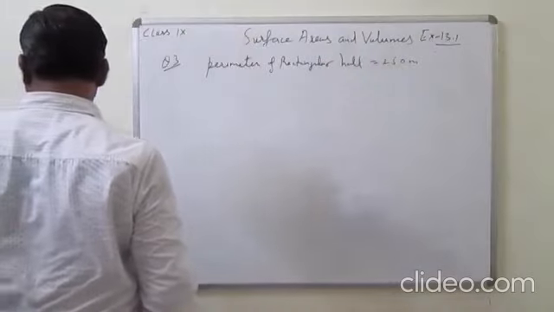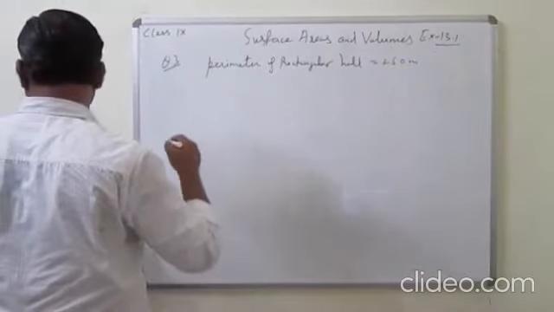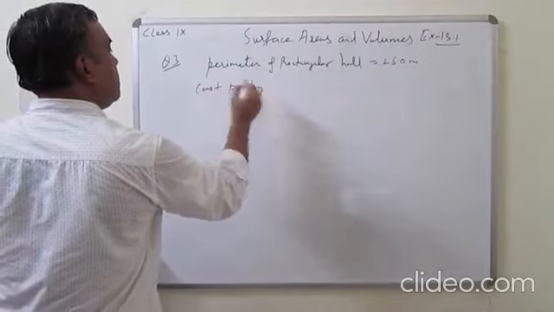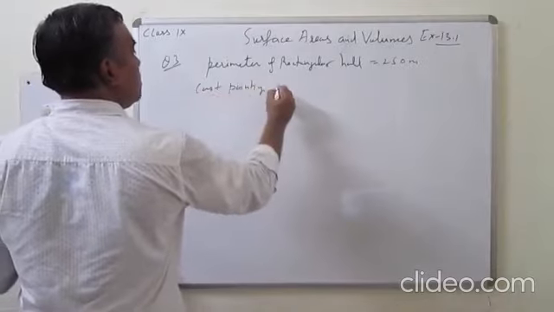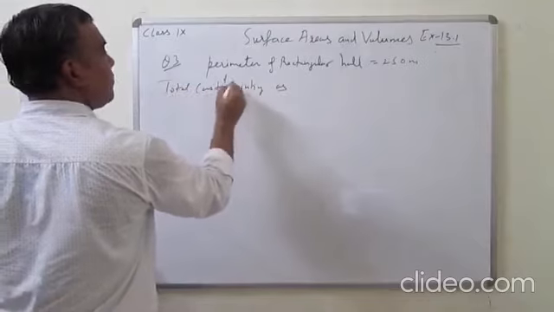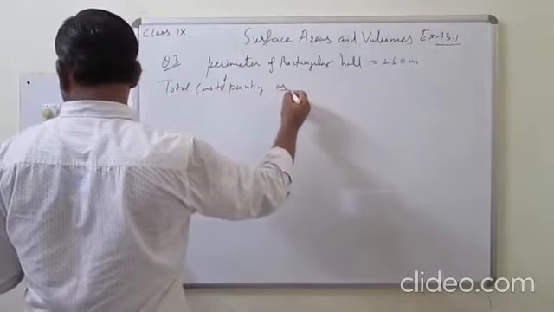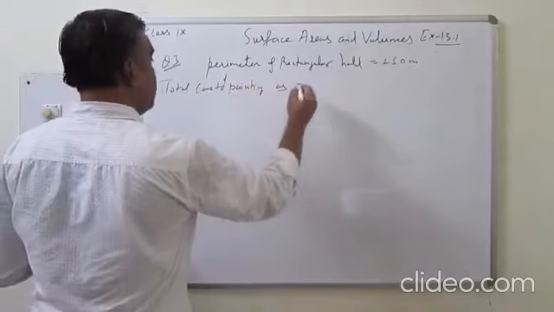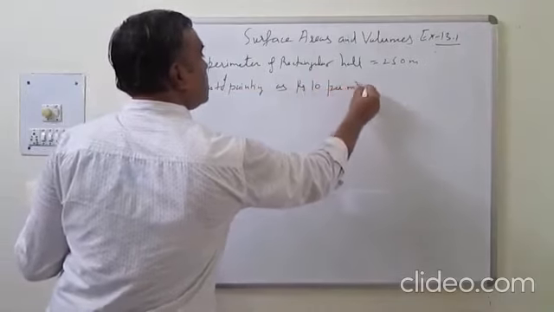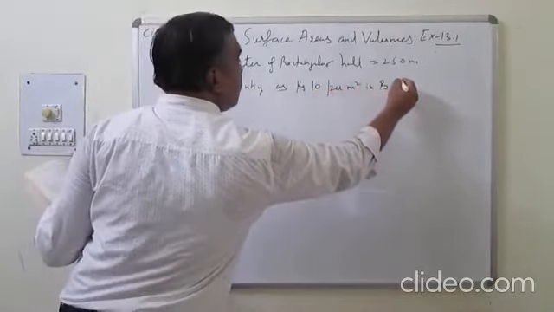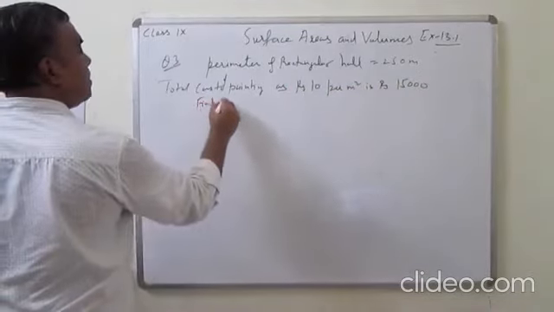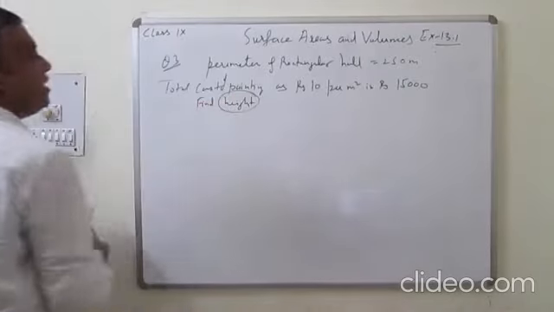If the cost of painting the four walls at rupees 10 per meter square is rupees 15,000, find the height of the wall. You have to find the height.